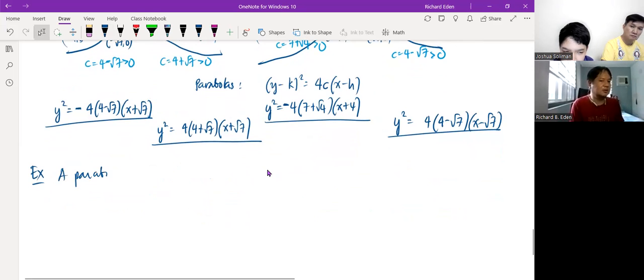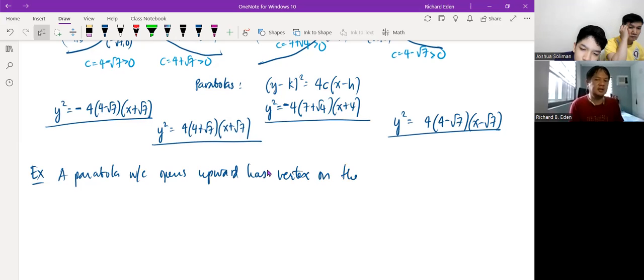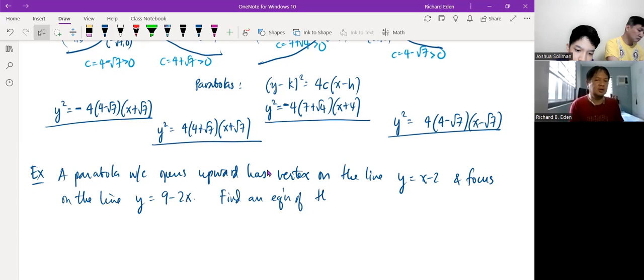A parabola which opens upward has vertex on the line y equals x minus 2 and focus on the line y equals 9 minus 2x. Find an equation of this parabola.